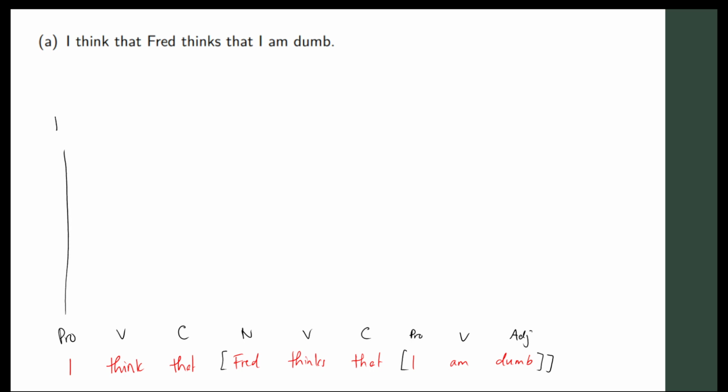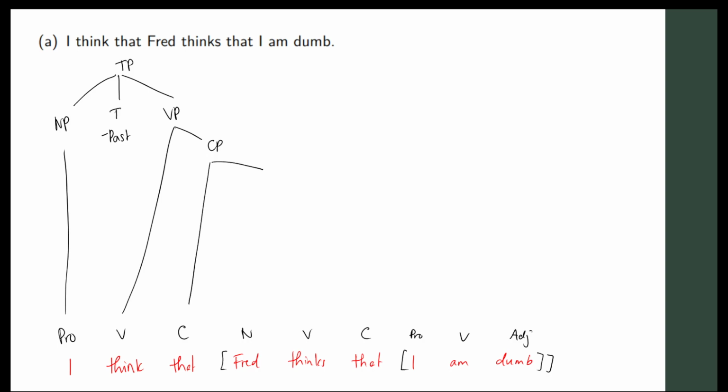So this pronoun is going to build the subject of our first TP. Think is present tense, so this will be minus past, and it's going to need a verb phrase that takes V as the verb. So now we have a complementizer phrase, CP, and this is going to link our CP to our new tense phrase. So Fred will be the subject of that new tense phrase. We're going to have thinks, so this is also minus past, and we're going to need a predicate verb phrase, so that'll take thinks.